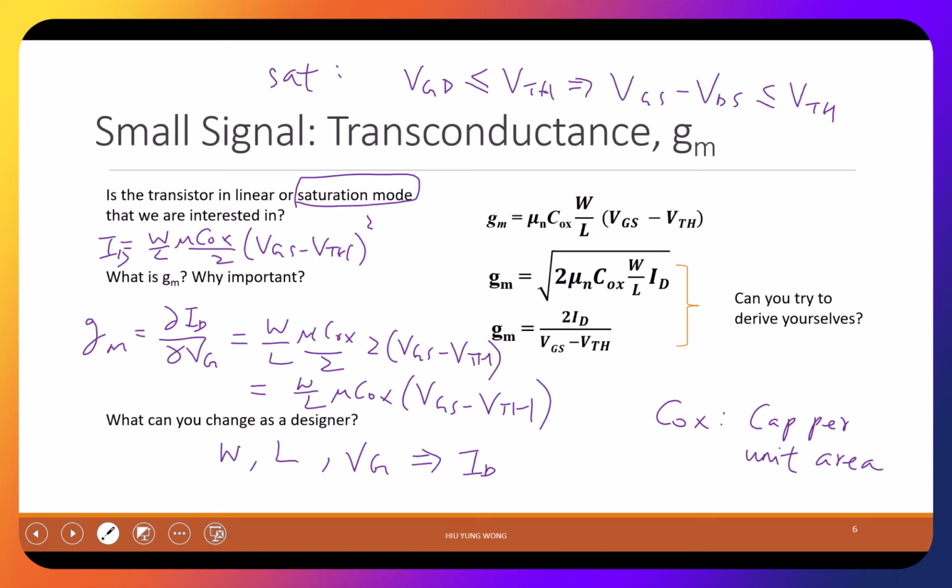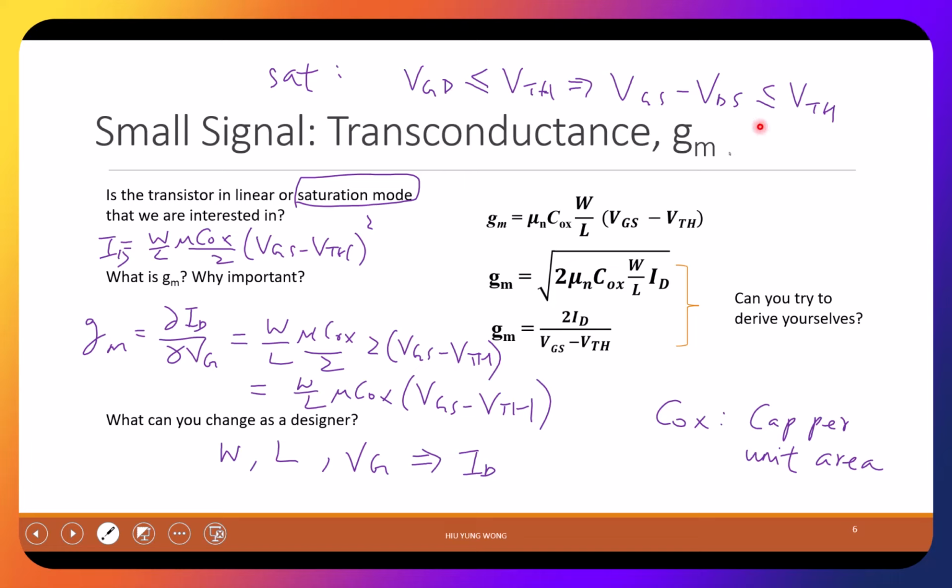Okay, and go back to check the cheat sheet. And again, what I say is that saturation means you have pinch off. You cannot turn on the drain side channel. And in order not to turn on, you need to have VGD smaller than VTH. That's a way that you can memorize.